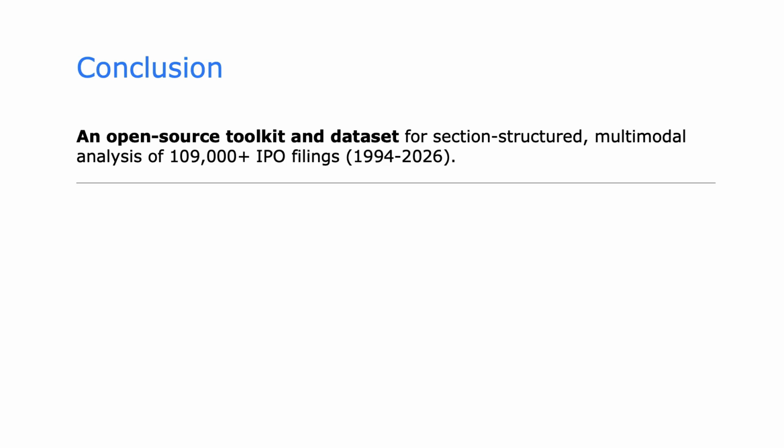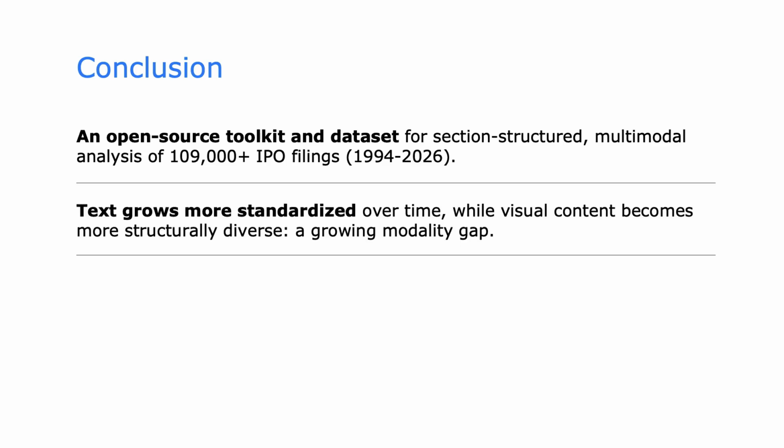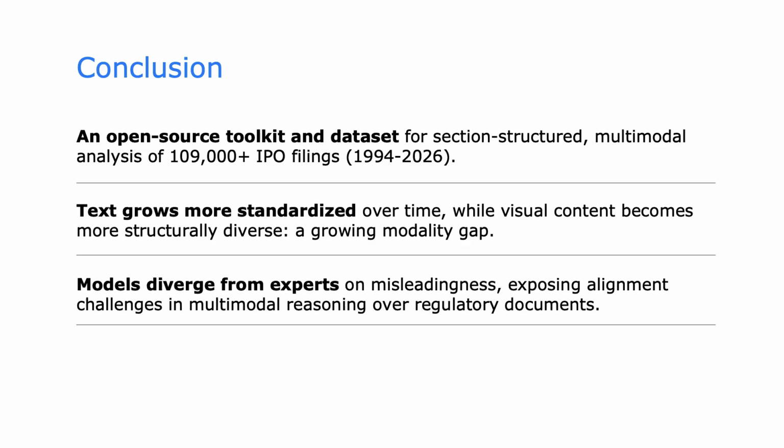To conclude, we present an open source toolkit and dataset for section-structured, multimodal analysis of over 109,000 IPO filings from 1994 to 2026, with more than 76,000 classified images. Our analysis reveals a growing modality gap. Text becomes more standardized over time, while visual content becomes more structurally diverse. On our benchmark, state-of-the-art models often diverge from expert human judgments on chart misleadingness, exposing alignment challenges in multimodal reasoning over long, real-world regulatory documents.